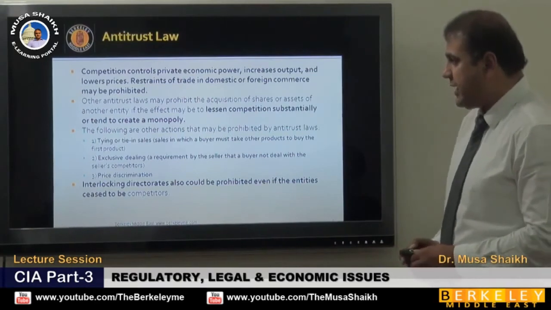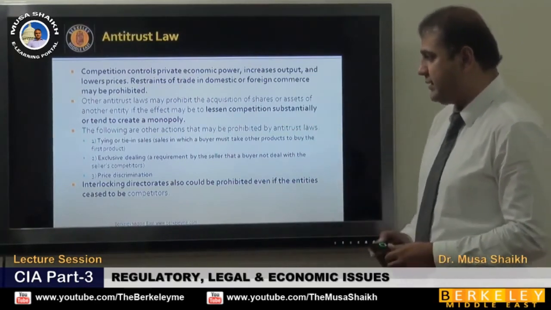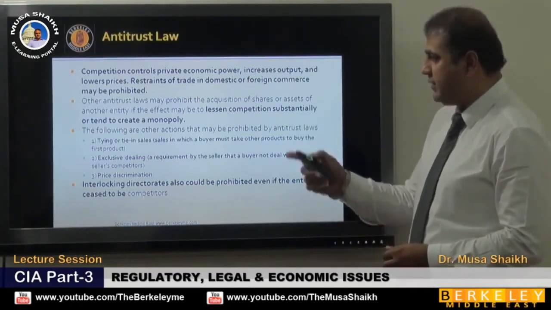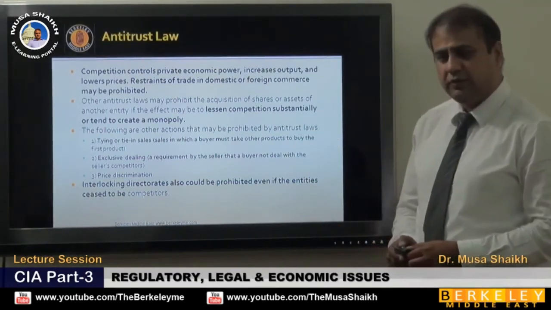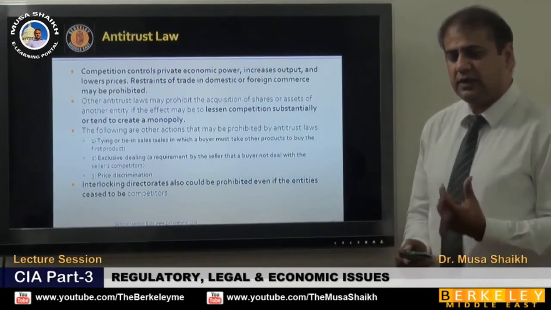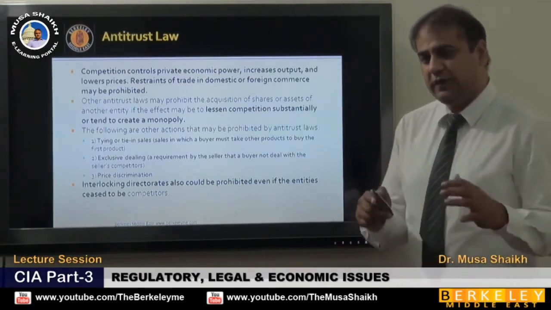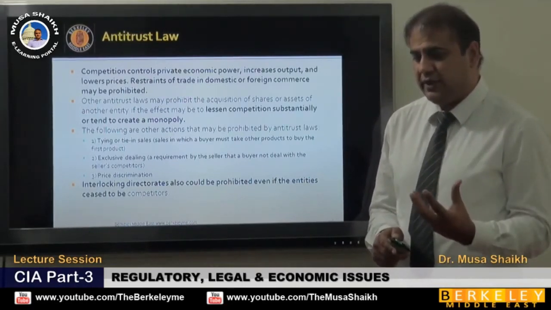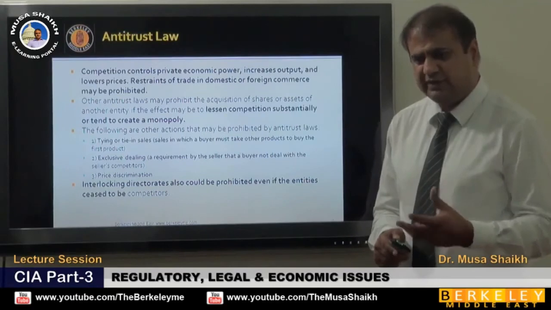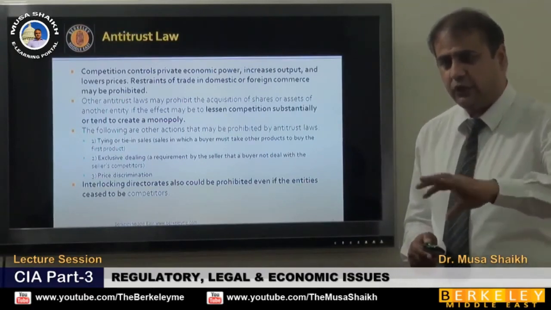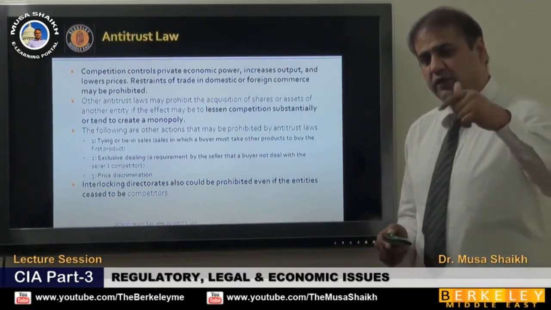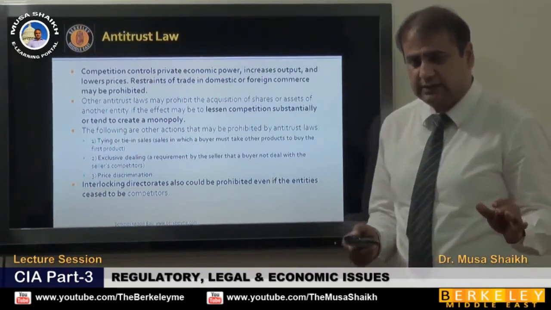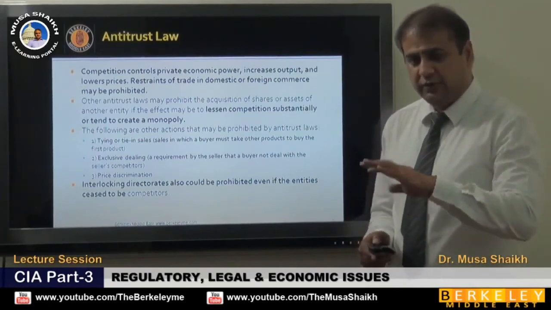Antitrust laws may prohibit the acquisition of shares or assets of another entity if the effect may be to lessen competition substantially or tend to create a monopoly. What is monopoly? Monopoly is control over the market by one single firm. Like in every country, the electricity department is generally owned by the government, right? It's a monopoly. Some countries have only one airline, the national airline. They don't have private airlines because the government has a monopoly in certain departments.